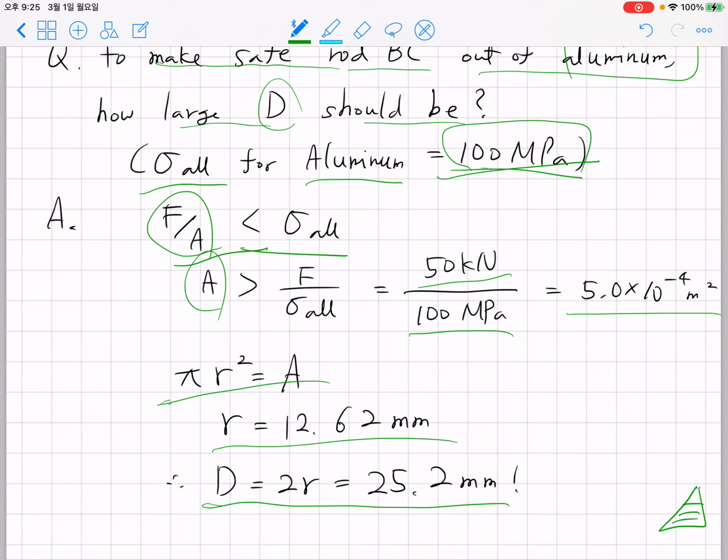Okay, so you can see that the diameter for the aluminum rod BC must be larger than the steel rod to make the structure safe. Okay, so you can see that depending on the material choice, you have to use a different size of rod to sustain the same force, which is 50 kilonewton. And this kind of new degree of freedom, a choice of the material, now enters into our consideration of mechanics.